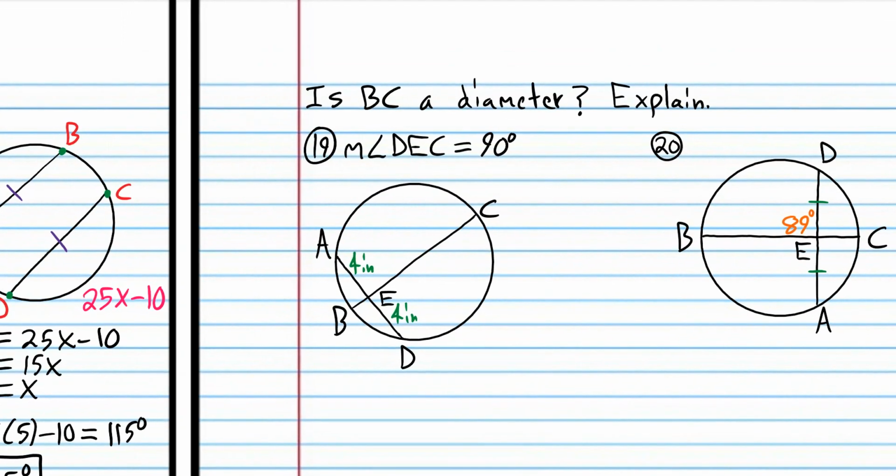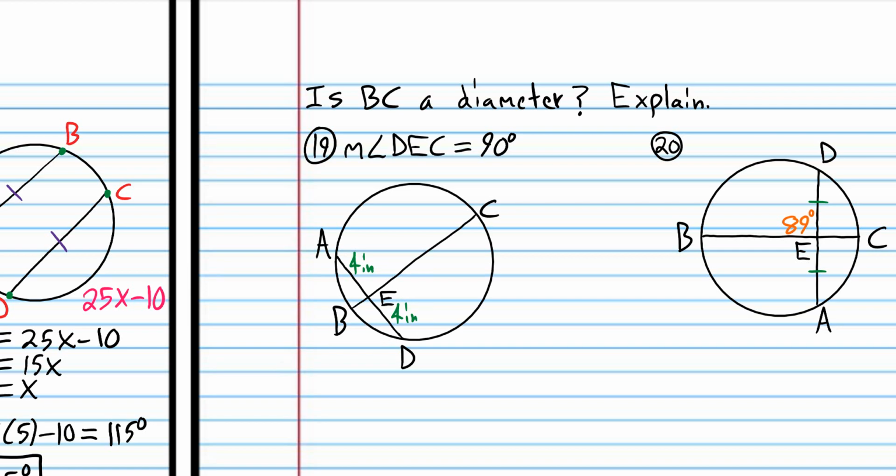Now, we know that this chord bisects AD. And we know that because one side here is 4 inches and the other side is also 4 inches. So we know that BC bisects AD. Now we also know that this angle here is a right angle because the measure of angle DEC is 90 degrees. So that means that BC is not only a bisector of this chord, but it's also a perpendicular bisector.